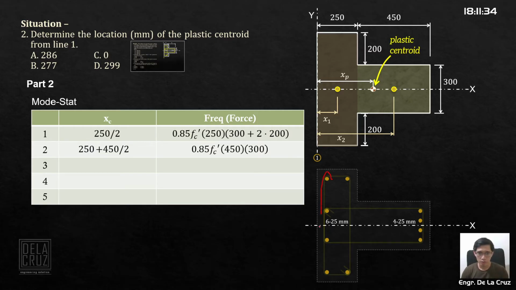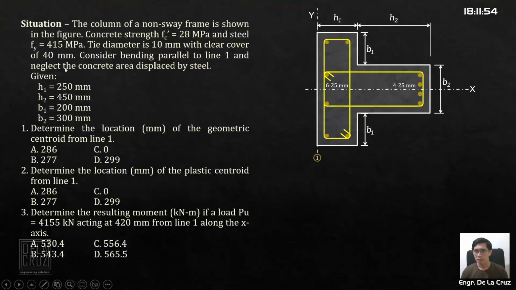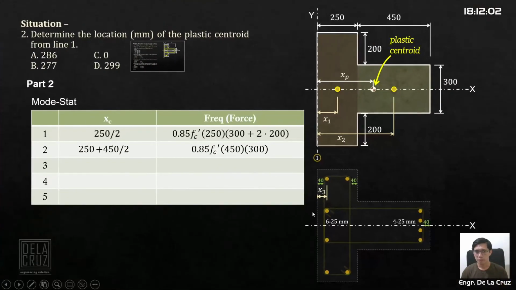Alright, unahin ko ito. Itong line of this steel. Ganun pa rin, stress times area. Tawagin ko yung location niya as x sub 3 from line 1. What is x sub 3? So, by the way, we need the clear cover. Meron yan binigay sa problem. Clear cover of 40 mm. And by the way, the diameter of the tie is 10 millimeters. Lahat ng ties dyan are 10 mm.